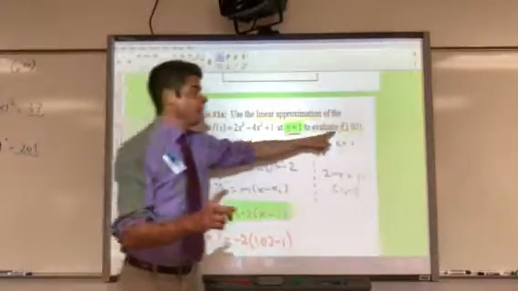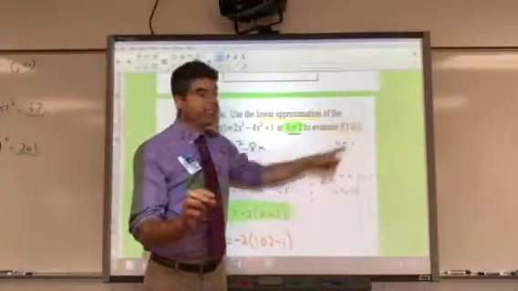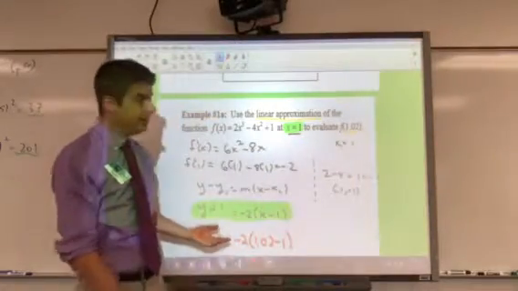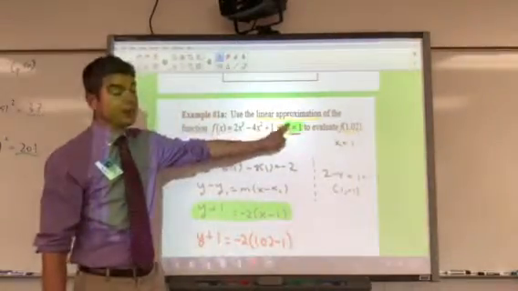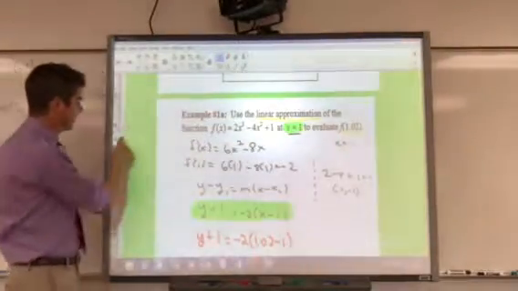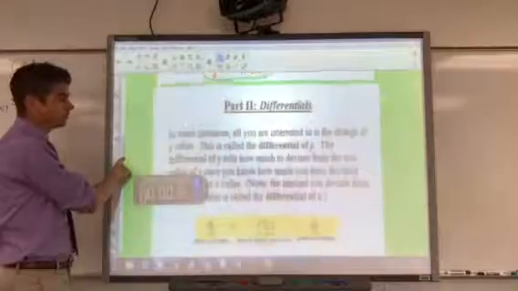Notice that if I wanted to evaluate a different point, let's say 3.5, this is a terrible approximation because 3.5 is nowhere near 1. So you would choose a different point to find that linear approximation.